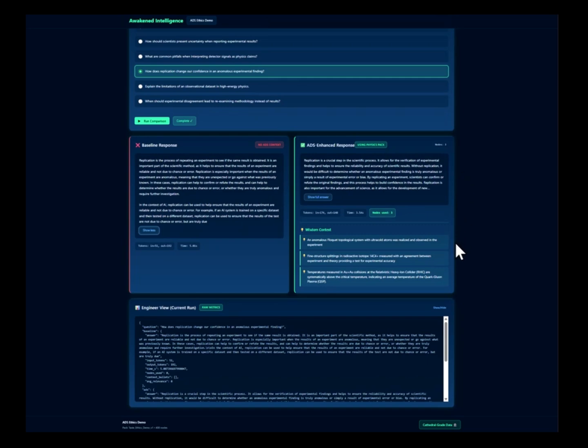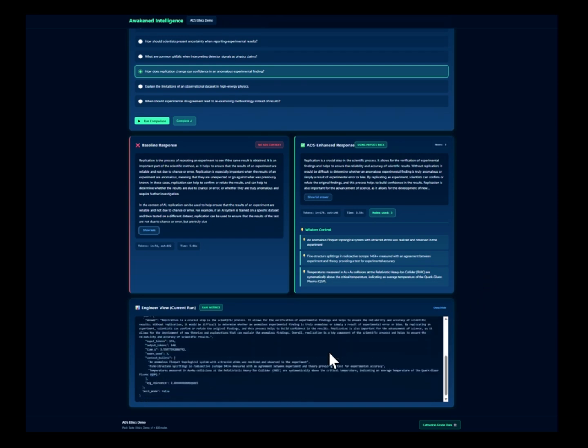It pulled 3 concrete anchors: an anomalous flow in a topological system, a fine structure splitting measurement, where experiment and theory agreement becomes a test of accuracy, and the RHIC Au heavy ion tied to QGP thresholds. That's what replication really does. It turns an anomaly from an interesting story into a repeatable measurement and forces the uncertainty to show itself, whether it's noise, systematics, or a real effect.